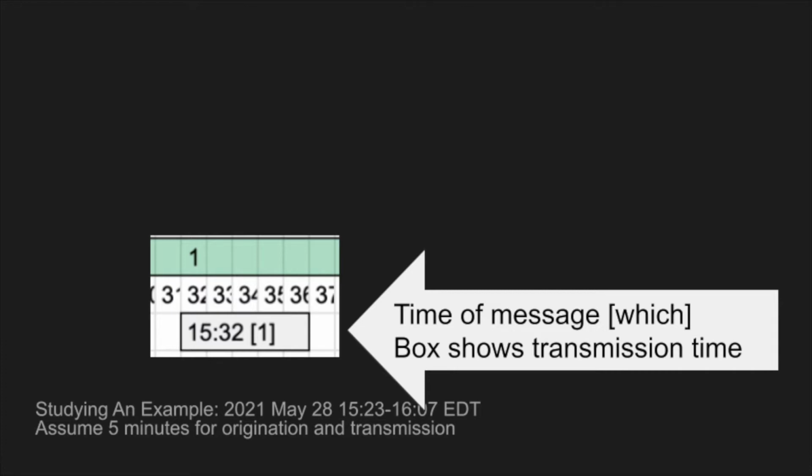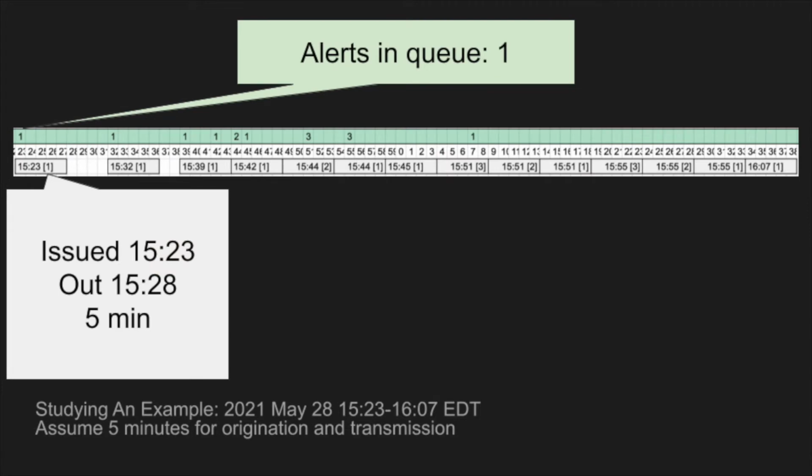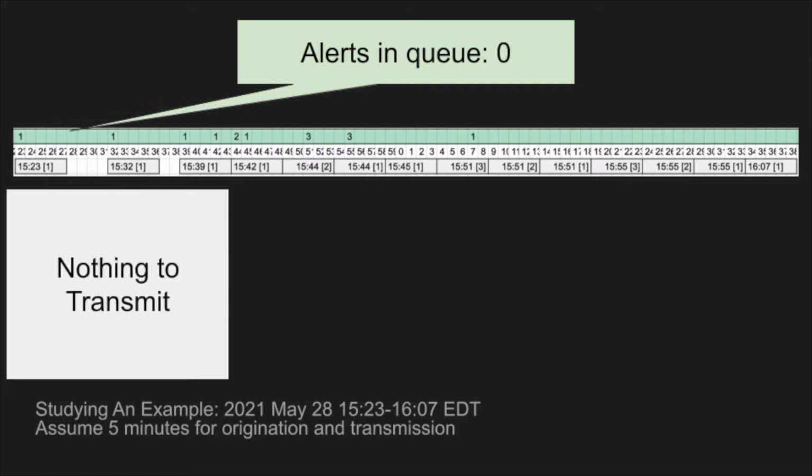Starting at 1523, we can see that NWS issued an alert. We now have 1 in the queue for that transmission, and the transmission has begun. For the sake of this illustration, we show a period of 5 minutes between the time that the radio operator gets the alert, originates it, makes the call to the right station, transmits the message, and hears acknowledgement of the receipt. Thus, by 1528, the transmission is finished, the queue is empty, and there's nothing to transmit.